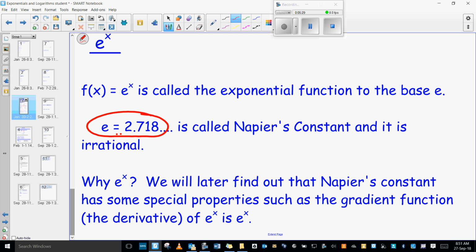So what's it say here? Anyway, yes, just be aware that sometimes we have a base of e and it's a special number. Okay?